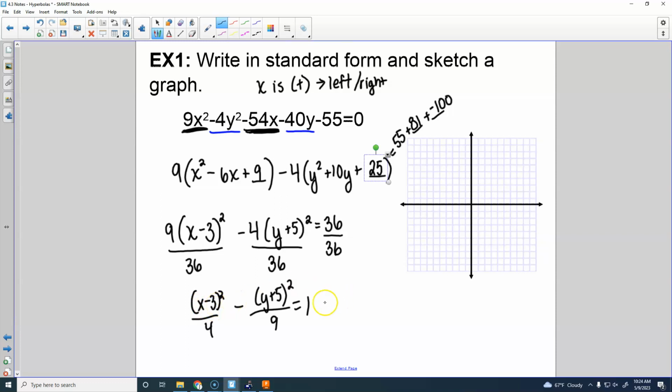Okay, whenever it comes to a graph, I just want a really basic kind of graph. So your center would be at 3, negative 5. So 3, negative 5 is right here. And then this is going to be one that opens to the left and to the right. So underneath your x here, you have a 4. If you take the square root of that, you get 2. So you want to move to the right 2 and to the left 2. These are your two vertices.